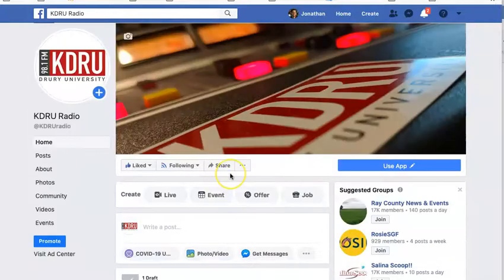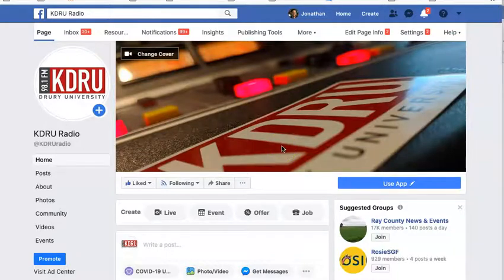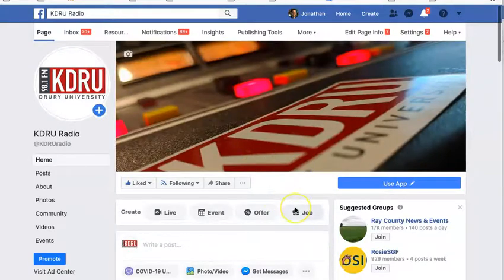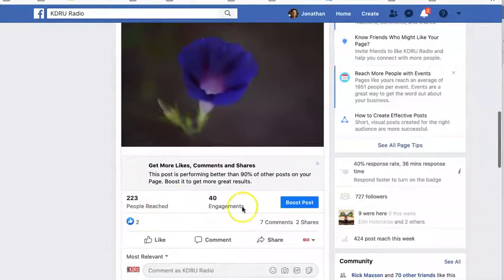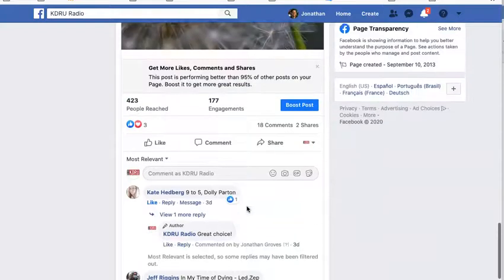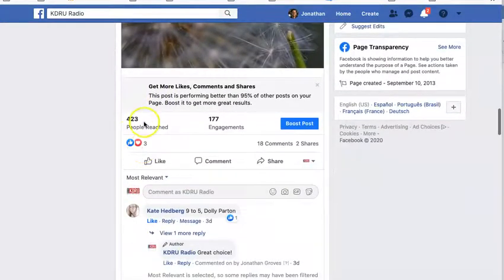So let's take a look at the Facebook page real quickly. So this is the KDrew web page or Facebook page. And so as you look through this content, you can see we have different kinds of posts. And you can look on the posts themselves to get an idea of how many people were reached and how many were engaged. And that gives you an idea typically of what to expect. So on an average week, I will get, on these different posts, anywhere from 400 to 800 people reached, and about 1/4 to 1/2 of that in terms of engagements.